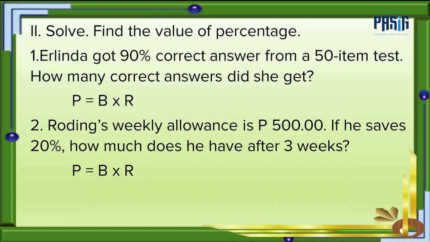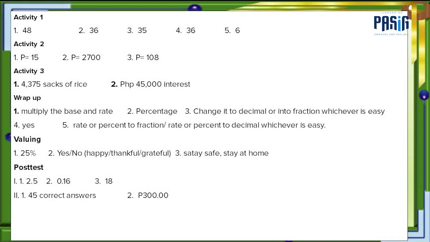And for the continuation, test 2, solve, find the value of percentage. Number 1, Erlinda got 90% correct answers from a 50-item test. How many correct answers did she get? Number 2, Roding's weekly allowance is 500 pesos. If he saves 20%, how much does he have after 3 weeks? Okay, as I was saying, always remember to follow the formula in finding the percentage. And here are the answers to your activities.